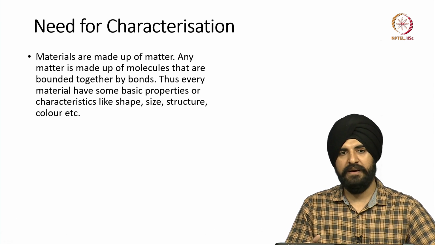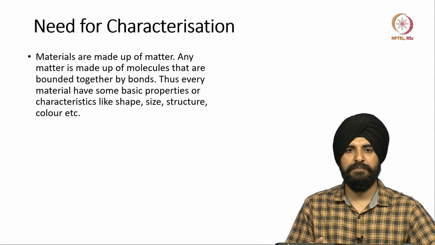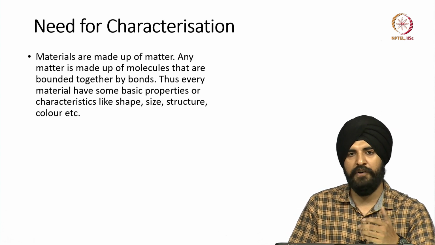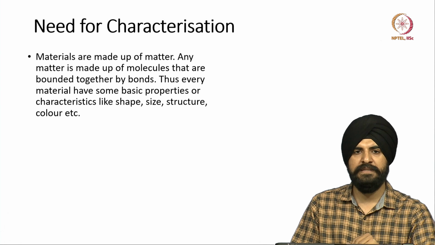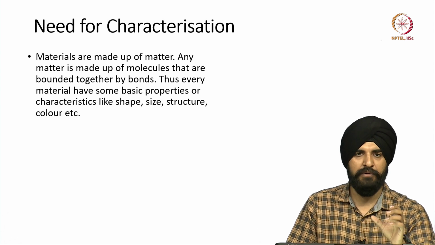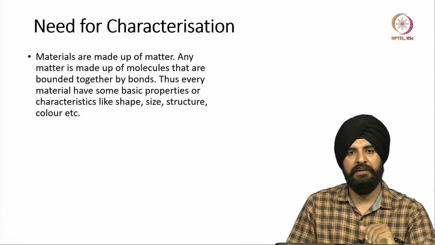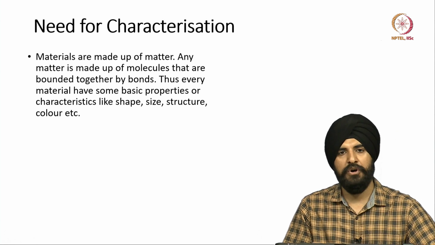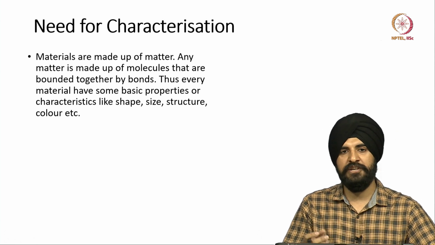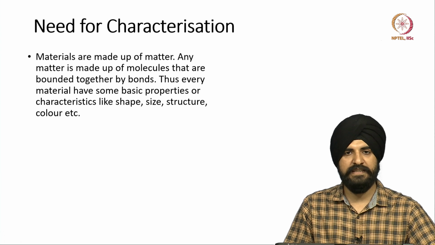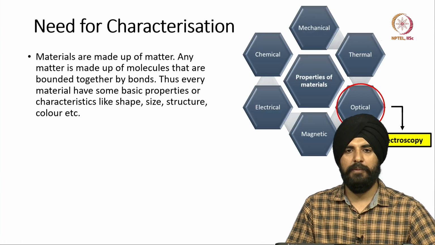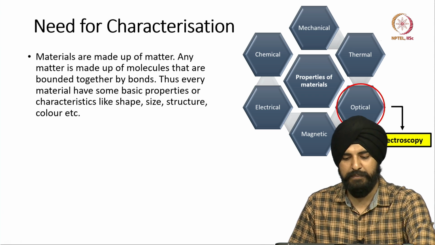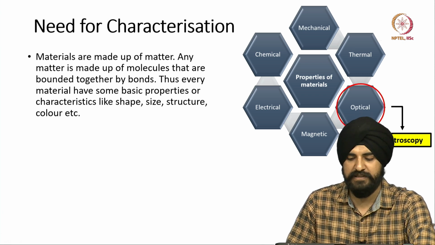Now every matter in the universe is made up of molecules which are bonded together by some kind of bonds, and because these bonds are unique to that particular material, they will have specific properties or characteristics like color, shape and size, etc. So let's talk about some very basic examples of properties of materials.